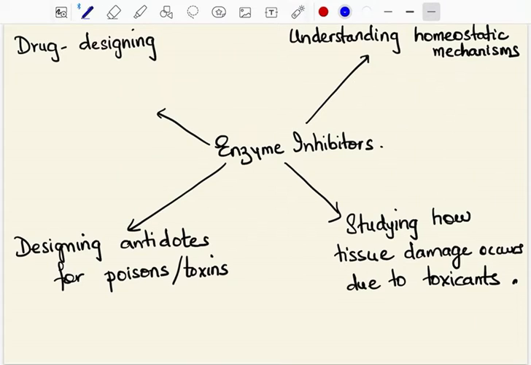And yes, the knowledge of enzyme inhibitors will also enable us to study how tissue damage occurs due to toxicants. So if we understand it, we will find a remedy for it too, right? So this is about an introduction to enzyme inhibitors.